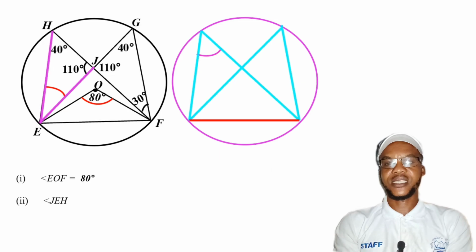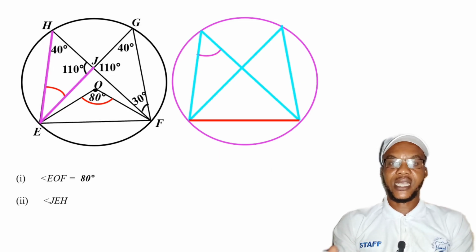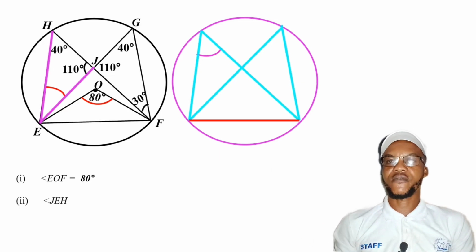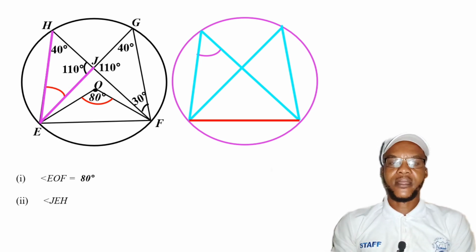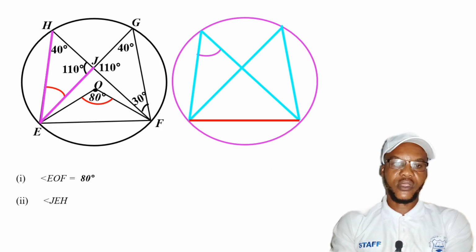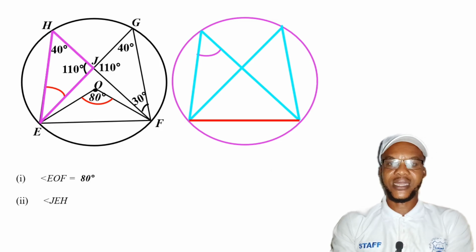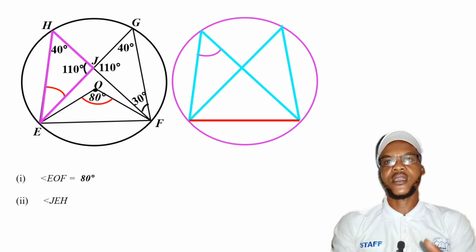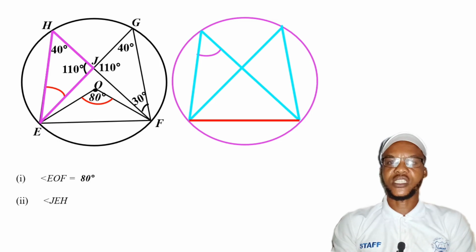So it's very basic. That's what I said, that before you are able to solve circle geometry questions, you need to know the properties. If you don't apply the properties, you find it so difficult. Now that we know 40 degrees as the angle and the 110, it becomes easy for us to find the other angle by using the concept of interior angles in a triangle.